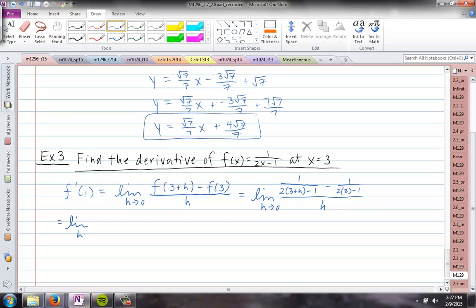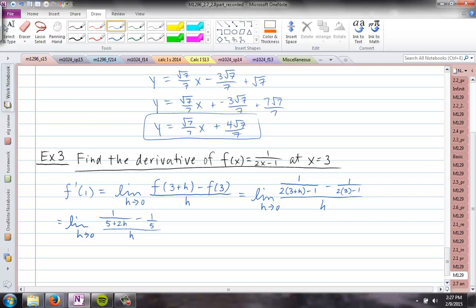So seeing if I can simplify anything right off the bat, I'm going to go ahead and distribute the 2 in the denominator down low here, and I'm going to get 6 plus 2h, subtract the 1, and so then I'll end up with 5 plus 2h, minus the value I get for the second term, which is 1/5, and this is all over h.